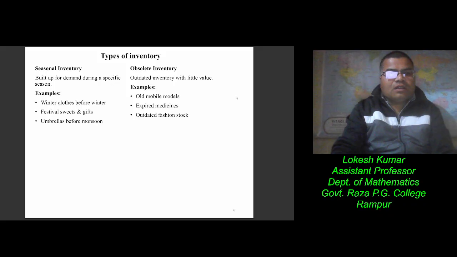Seasonal inventory. The inventory built up for demand during a specific season. For example, winter clothes before winter, festival sweets and gifts, umbrellas before monsoon. They are seasonal inventory. Obsolete inventory. Outdated inventory with little value is obsolete inventory. For example, old mobile models, expired medicines, outdated fashion stocks. They are obsolete inventory.